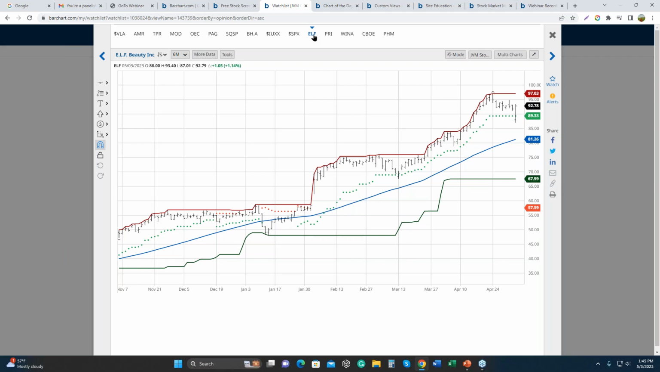Let's pretend it's Sunday night, and you're going to say, all right, where would I put my hard stop or my sell stop? I'd put it right there at 81, right here below the 50-day moving average. That's it. It's a simple rule. If the stock closes below there, you're out of that stock. That's correct.